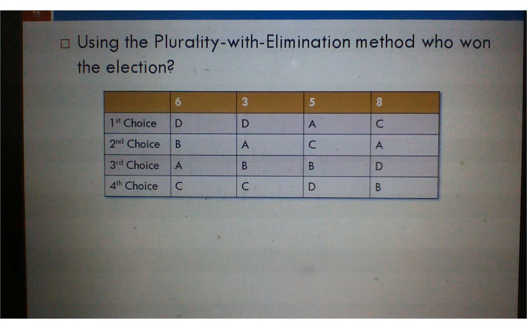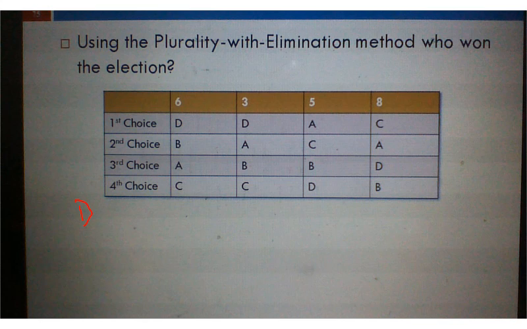Okay, using the plurality with elimination method, who won the election? Well, in this first round, first of all, let's check for a majority candidate. It looks like we have 6 plus 3 is 9, 14. So we have 22 total votes, which means we would need 12 total to be a majority. Now D has the most. It would be the plurality winner, but we're doing plurality with elimination. So D only has 9. Not enough for a majority just yet.